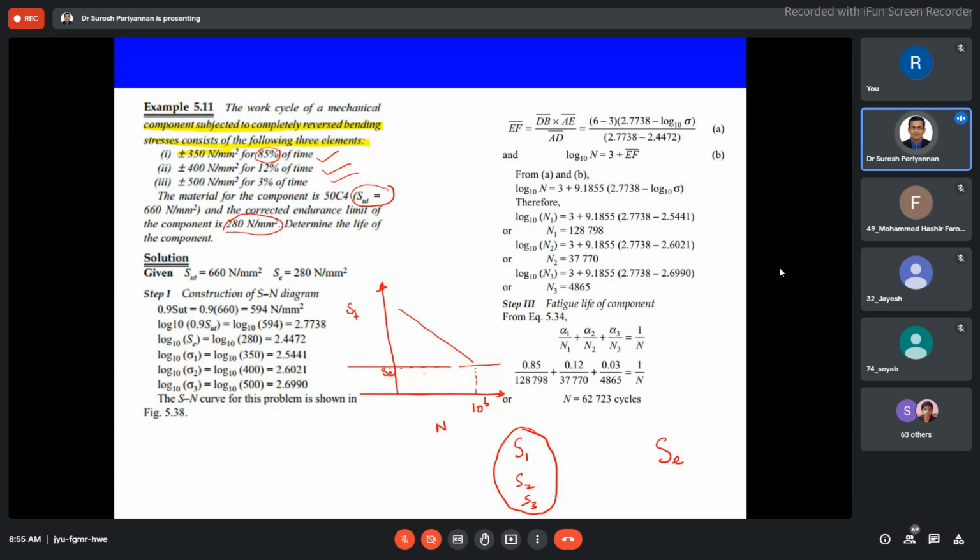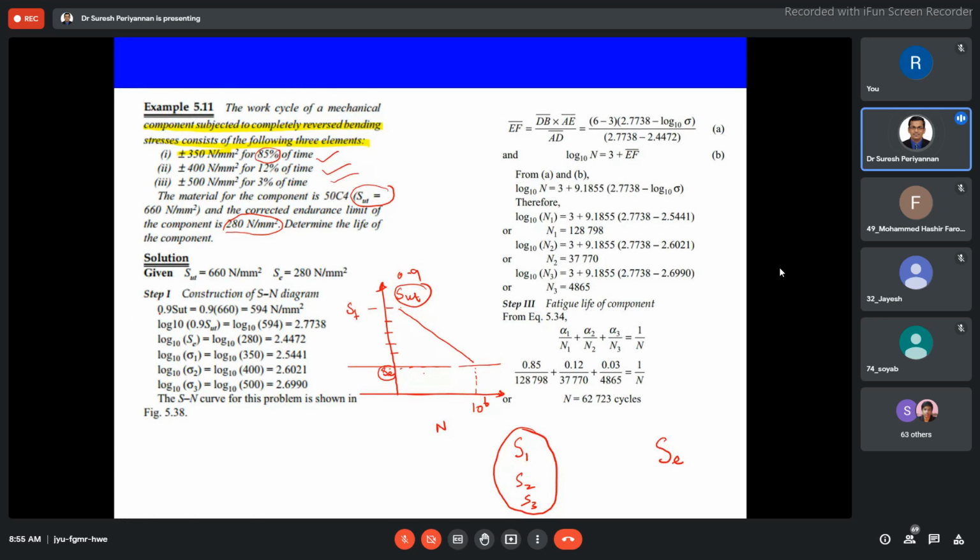Now our stress levels are here. Three stress levels are here: S1, S2, S3. But all are above the endurance limit, but below the SUT, ultimate strength, 0.9 times SUT. Now we would like to find out the life of the component while the component is subjected to different levels of stresses at different times of the total time of the component. Now I come to here, very simple. Once you understand, the problem is very simple.